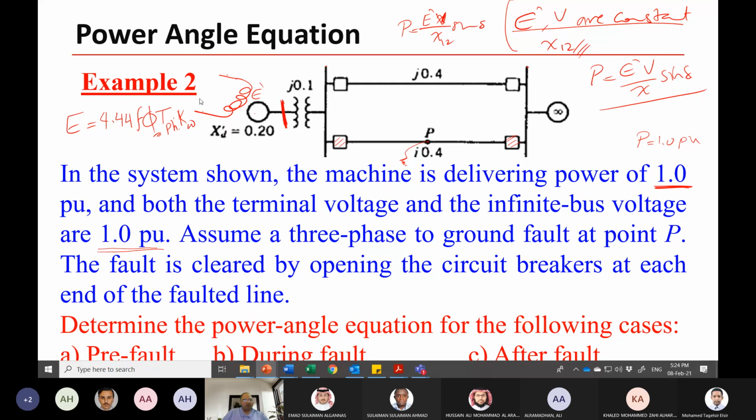So the first step is to find the E prime, and then we can see what the power angle is pre-fault, during the fault, and after the fault. The main contributor to the differences in the power angle is the configuration of the system. How to calculate X12? X12 differentiates between pre-fault, during the fault, and after the fault. The system configuration changes, and then we have to get the value of X12 at each condition.